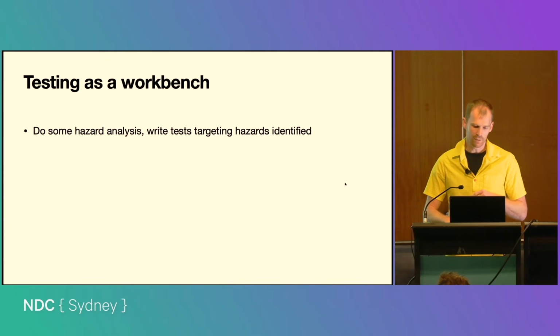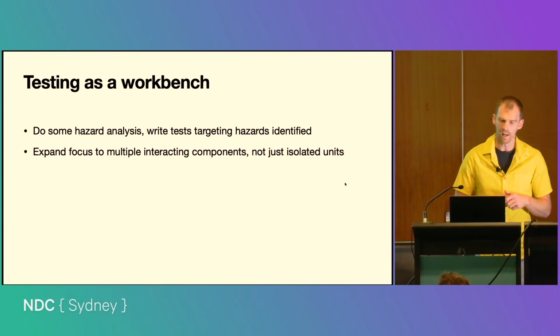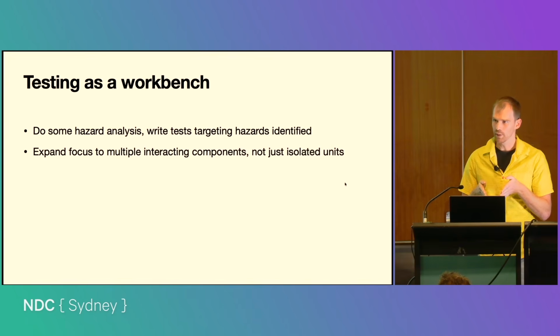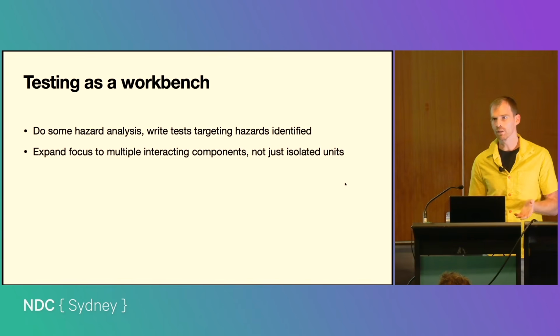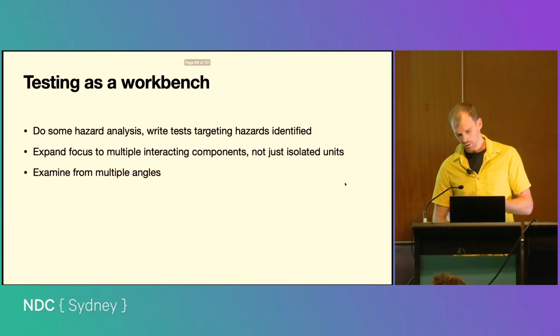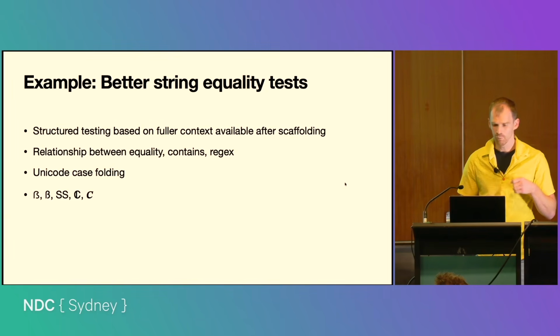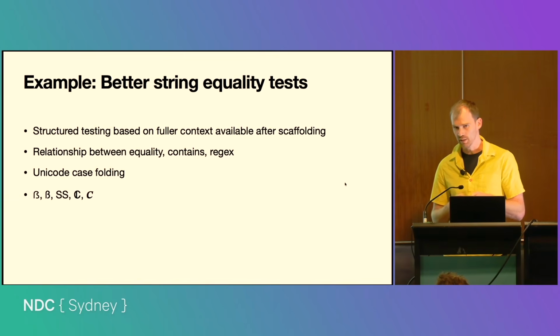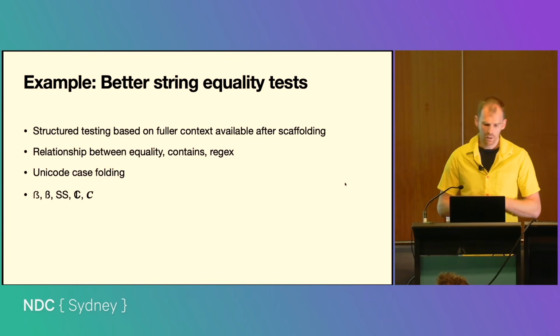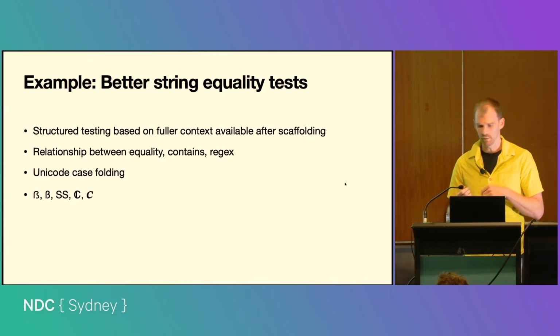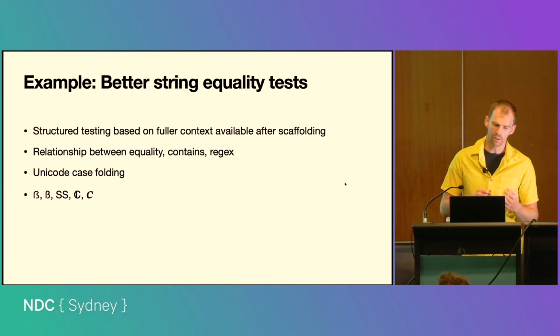And the end result that you get is a more permanent artifact. So we do some hazard analysis and we write some tests based on those hazards that we identify, and we then expand our focus. Instead of just being pigeonholed on the thing that we're currently working on, we also look at the surrounding context. To give you an example, after we fixed that bug in the string equality, I went and revisited the testing on that and decided to have a bigger look at what we were doing. We built up a set of cases around the relationship between equality and contains and indexing and regex, having a better look at Unicode case folding.